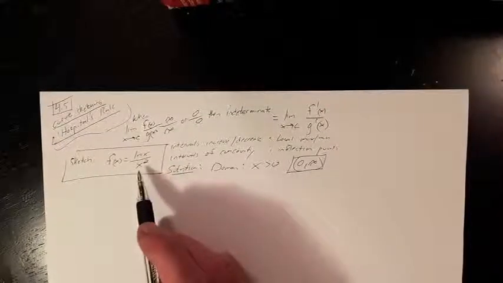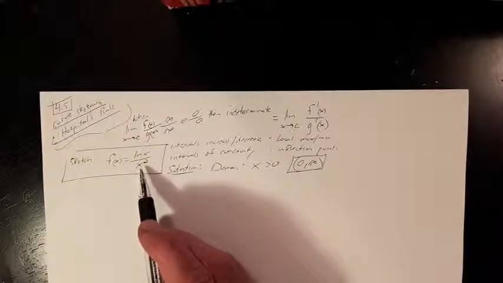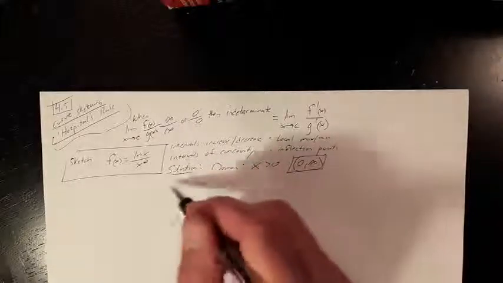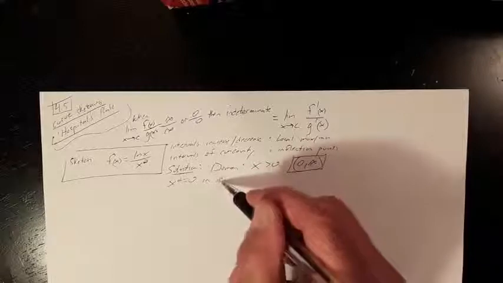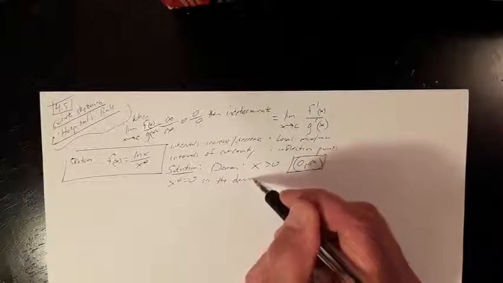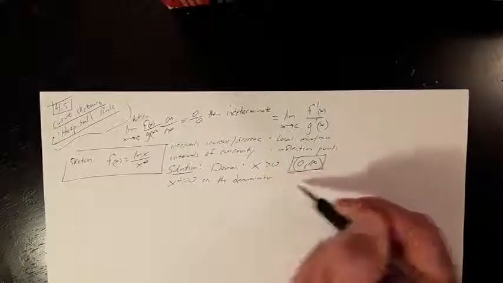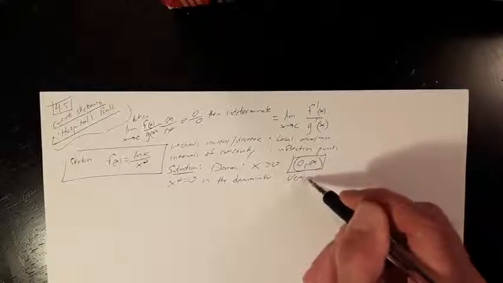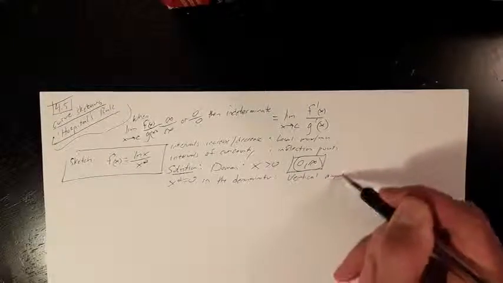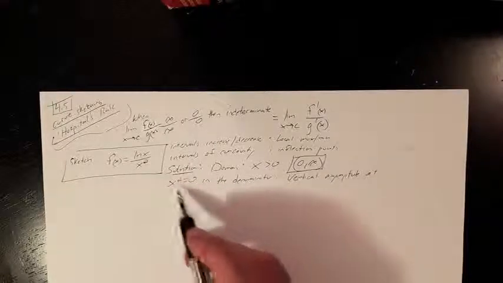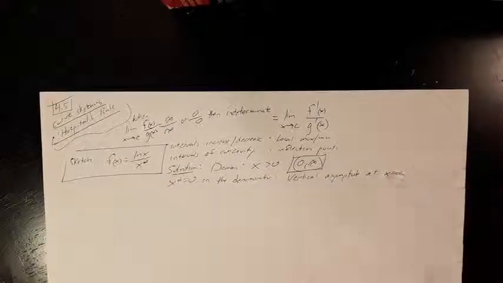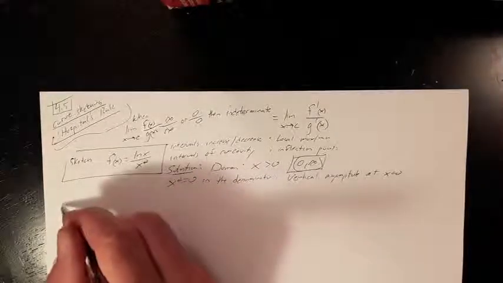Okay, another thing we might want to realize is that factor of the x squared equals 0 in the denominator. That's going to make a vertical asymptote at x equals 0. Now we need to wonder, is there a horizontal asymptote?